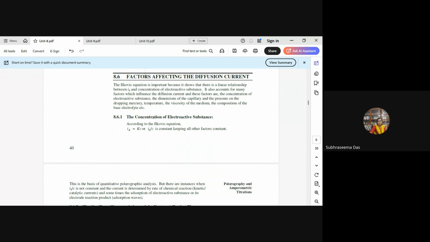So now coming to the different factors that influence the diffusion current. The Ilkovic equation is important because it shows the direct relationship between the diffusion current and the concentration of the electroactive substance. It also accounts for many factors which influence the diffusion current, and these factors are the concentration of the electroactive substance, the dimensions of the capillary, the pressure on the dropping mercury, temperature, the viscosity of the medium, and the composition of the base electrolyte, etc.